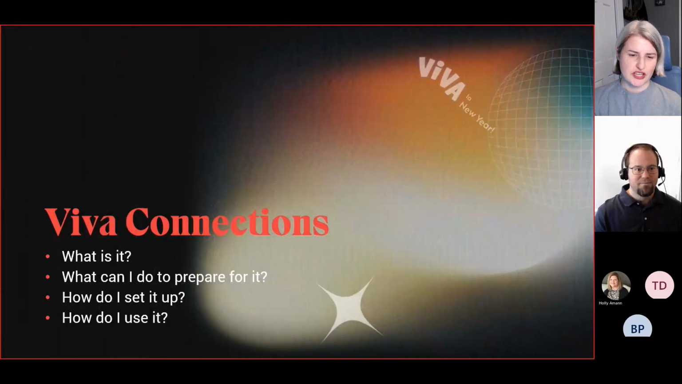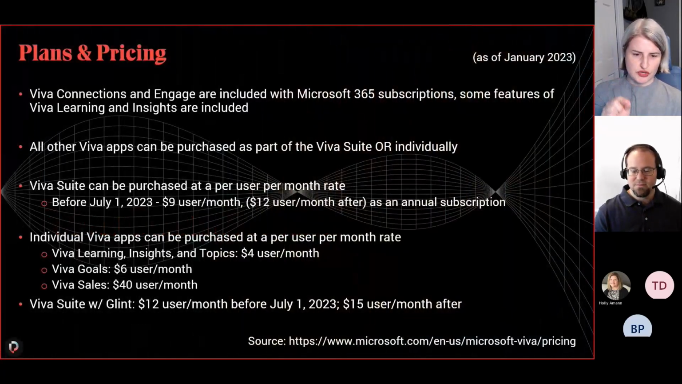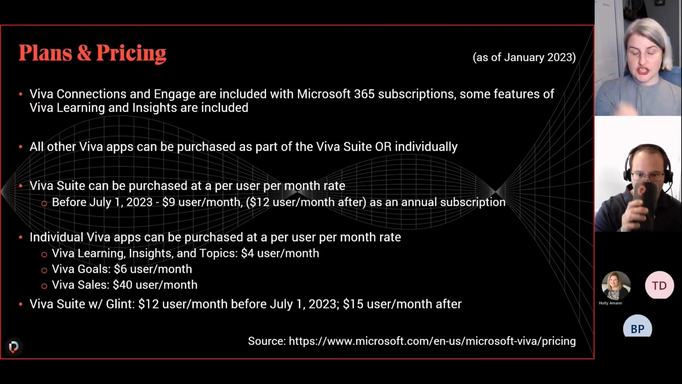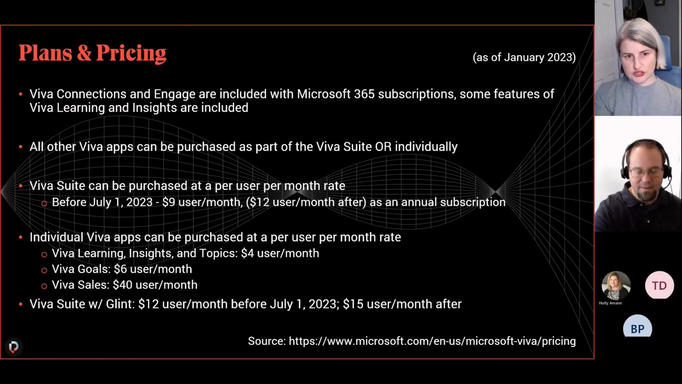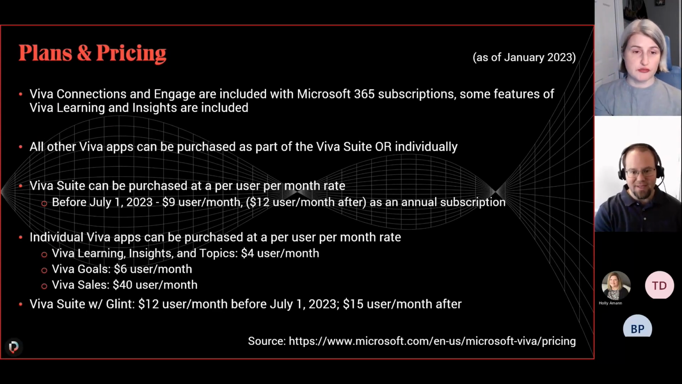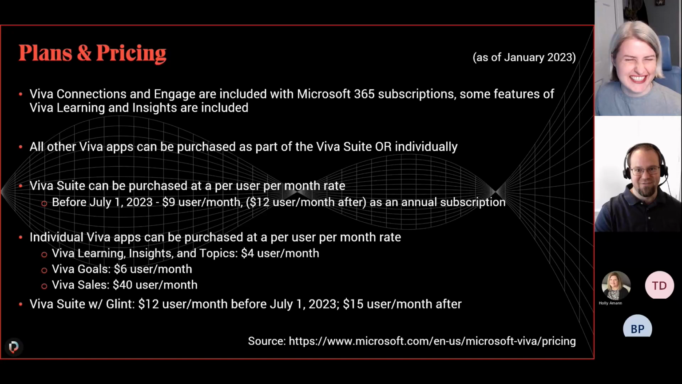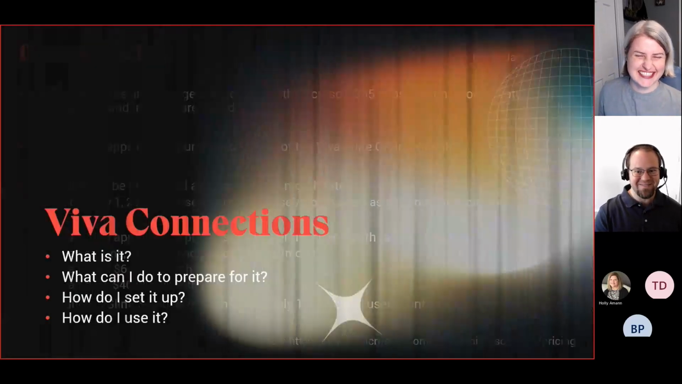And just for quick clarification on that slide, Ryan, for those three that are $4 a month, that is if you buy just Viva Learning, or just Insights, or just Topics, correct? You don't get all three for $4. That's correct. Okay, those are each $4 per month. I should have definitely put each in there somewhere. Yes, that's a good thing to point out.